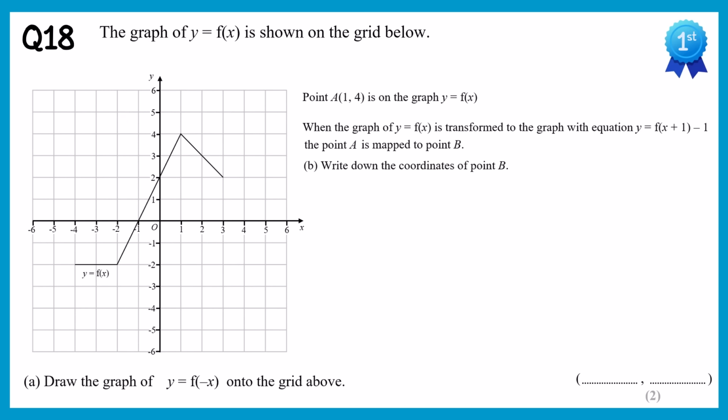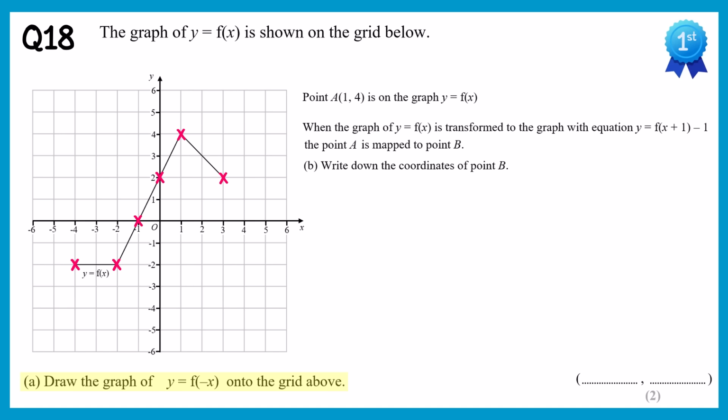In this question, we've been given the graph of y equals f of x, and we need to draw the graph of y equals f of negative x. When we have f of negative x, we need to reflect the original graph f of x in the y-axis. So let's mark on some of the key points for the graph y equals f of x. We're then going to reflect each of these points one at a time in the y-axis.